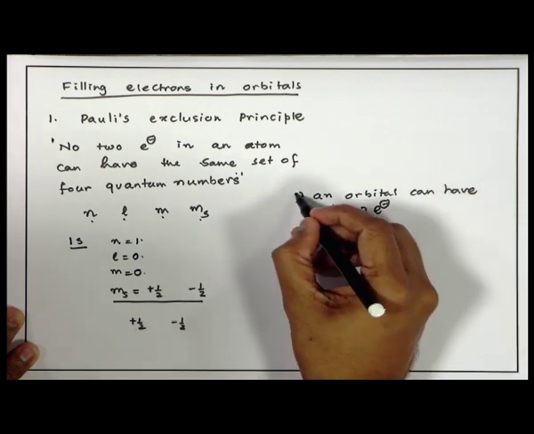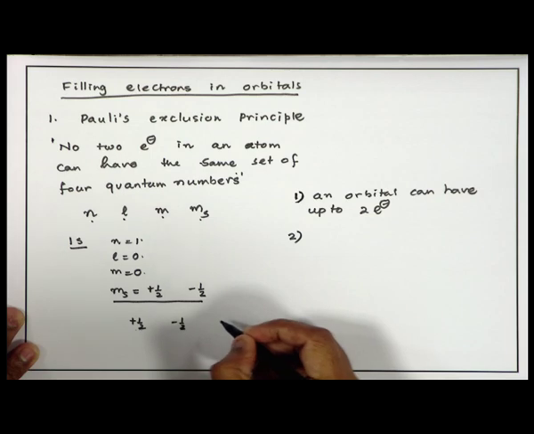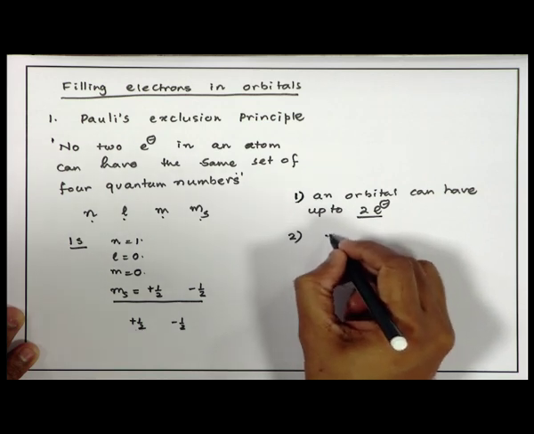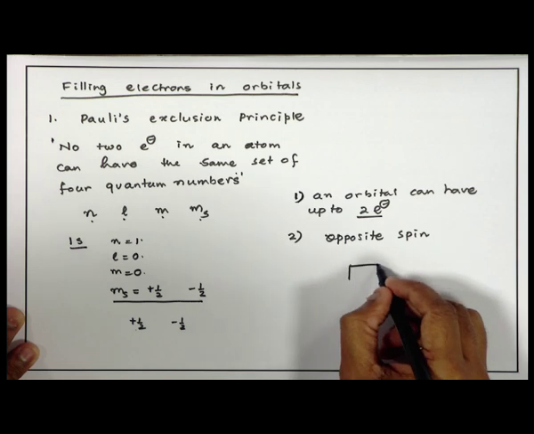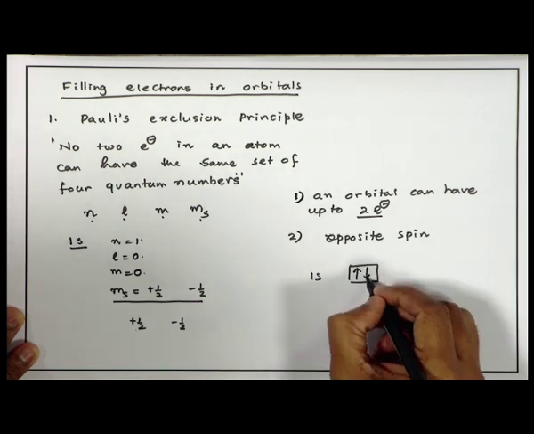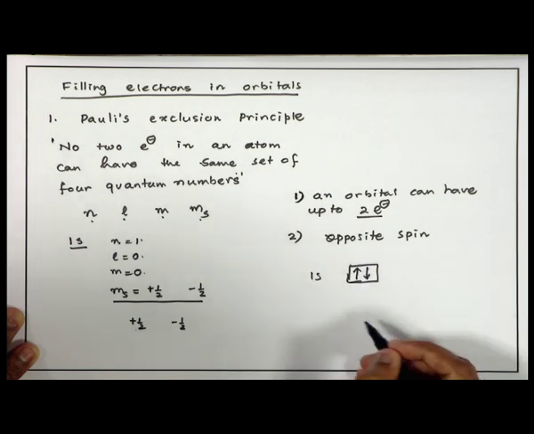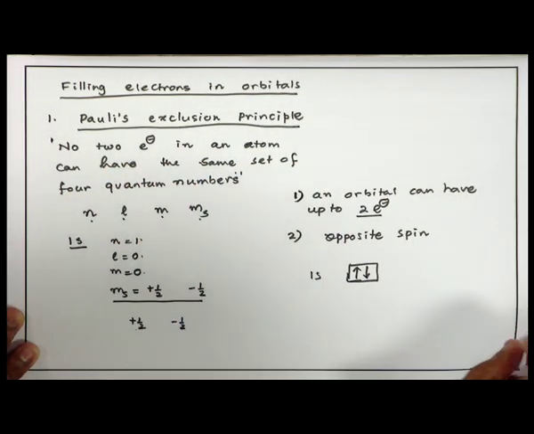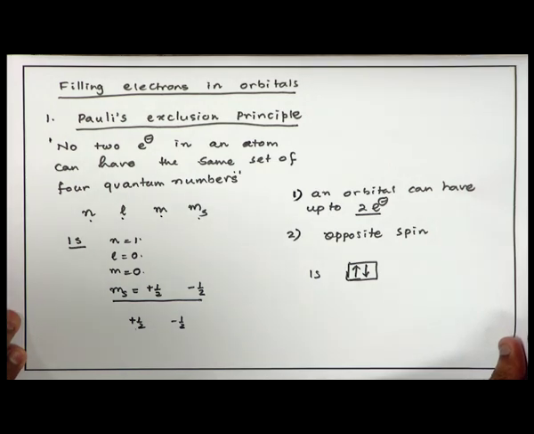So, the essential outcome of Pauli's exclusion principle is that an orbital can have up to 2 electrons, and the second outcome is that these 2 electrons in a given orbital will have opposite spin. In an orbital diagram, if I write 1s, I have one up spin electron and then another down spin electron. So, one orbital can contain a maximum of 2 electrons and they have to be of opposite spin. This is the consequence of Pauli's exclusion principle. We will keep this in mind and look at other rules that are useful to describe the filling of electrons in orbitals.